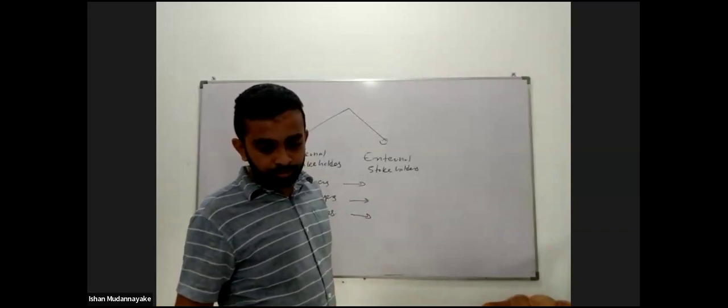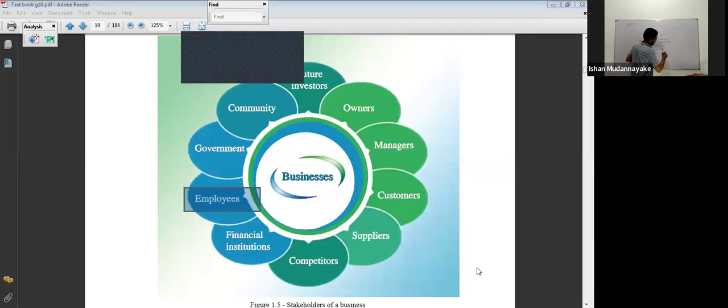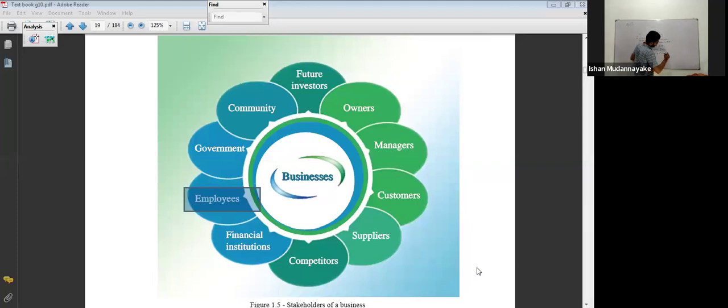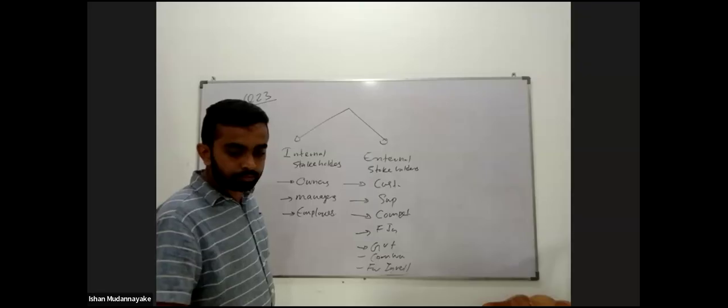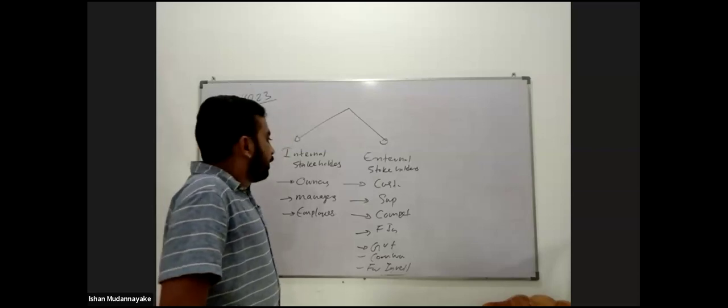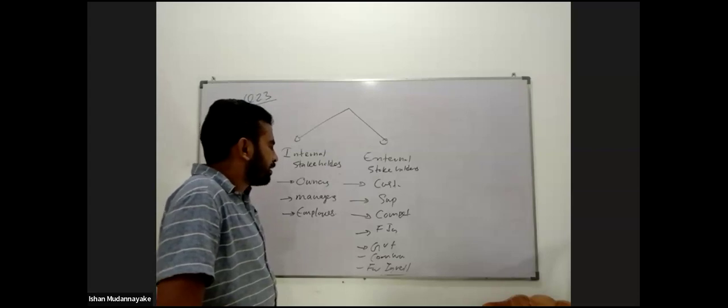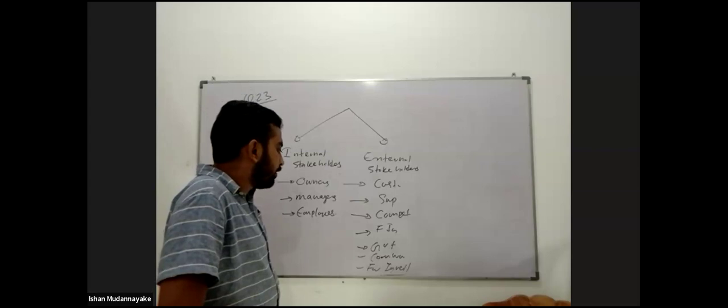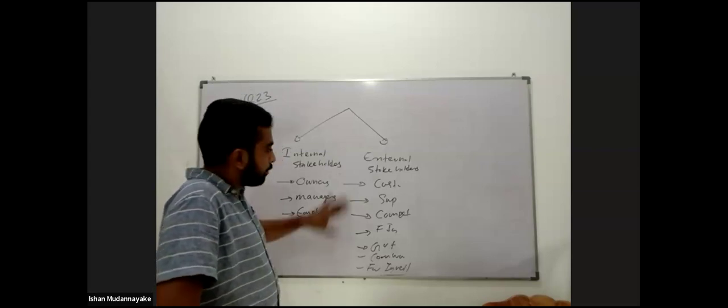Customers, suppliers, competitors, financial institutions, government, community, and future investors. Write down all these external stakeholders. Quickly write down.